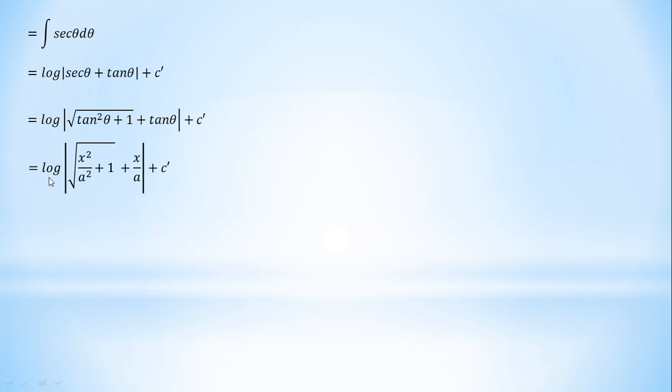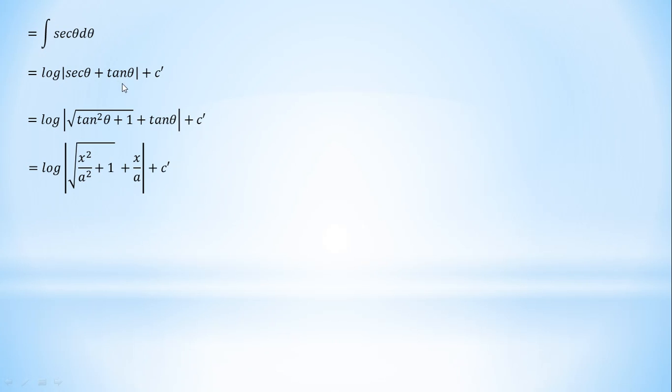But what about sec theta? So for that we will use the fundamental identity, and in place of sec theta we will write root of tan square theta plus 1, and plus tan theta as it is. So that here now in bracket, see here, log of modulus of, in place of tan square theta we can write x square upon a square, now plus 1 as it is, plus tan theta is x upon a plus constant c dash. So we have converted the trigonometric term into the algebraic form, that is called resubstitution.